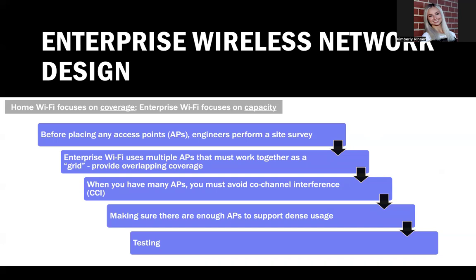And then the next thing we consider is channel planning. When you have many APs, you must avoid co-channel interference. If nearby APs use the same channel, they fight for airtime, slowing everything down. And then there is capacity planning. Enterprise engineers must understand how many users are going to connect and how many devices there are for each user to make sure there are enough APs to support dense usage. And then there's testing, which validates real performance.